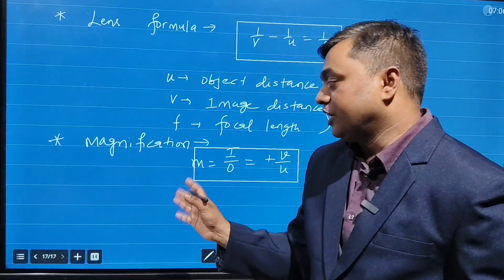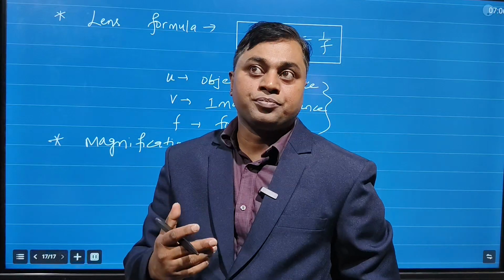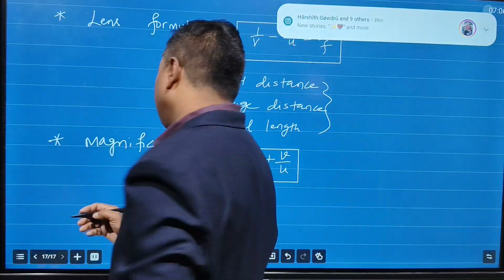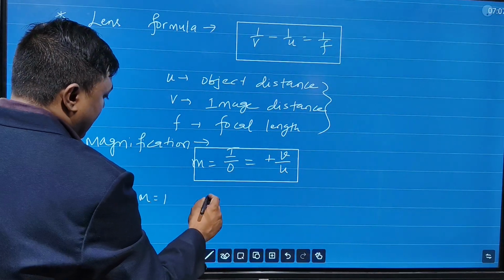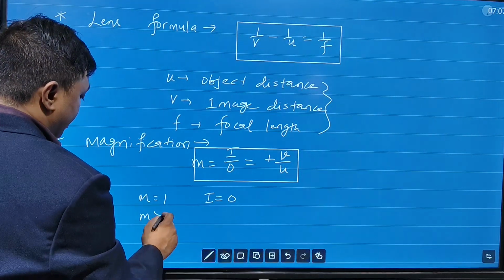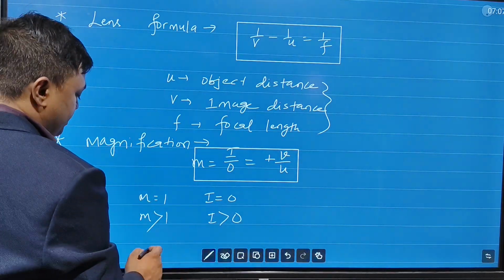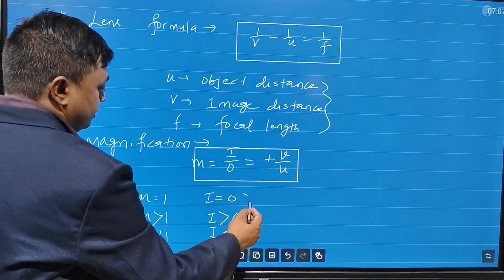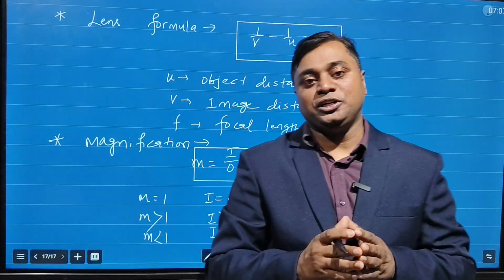Magnification tells whether the image is the same size, enlarged, or diminished. If magnification is equal to 1, the height of the image is equal to the height of the object, meaning it is of the same size. If magnification is greater than 1, the height of the image is more than the height of the object. If magnification is less than 1, the height of the image is less than the height of the object. I hope you understood all these concepts of image formation by lenses.